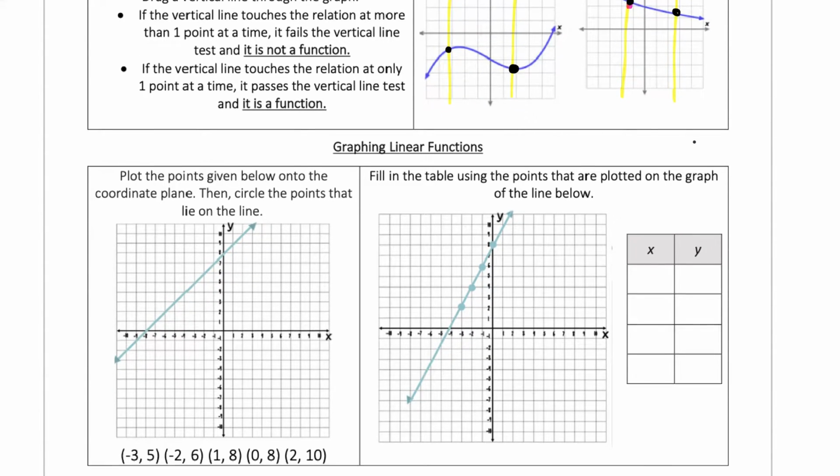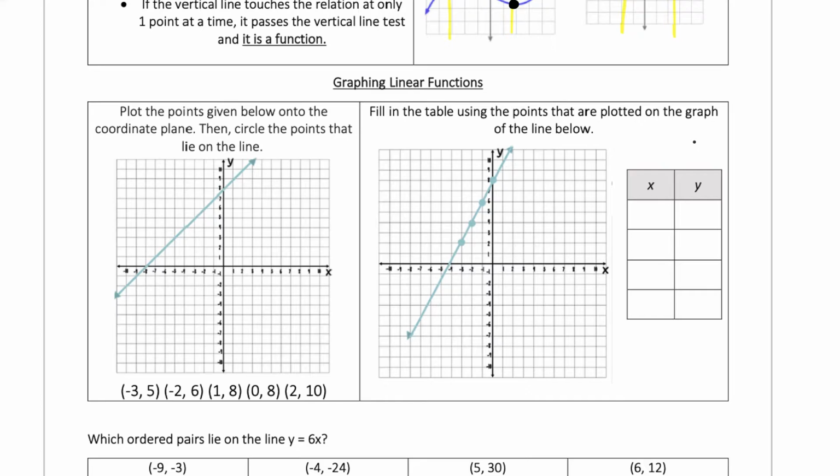Now we're going to look at how we can graph linear functions. So when we talk about the word linear, we see the word line hiding inside of it. So a linear function will create a line. I've got two examples right below here for you. See how they're both creating that blue line on the coordinate plane of x and y axes.